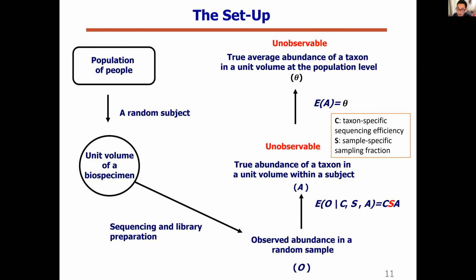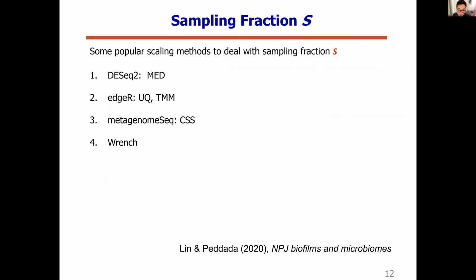So both O and A are random variables, and our primary interest is actually theta in this differential abundance setting. You can see that C here is taxon specific. So if we are interested in differential abundance analysis for each taxon, the parameter that will lead to bias is actually S. So we need to take care of S very carefully. In our review paper, which was published late last year in npj Biofilms and Microbiomes, we summarized different popular scaling methods to deal with the sampling fraction S.